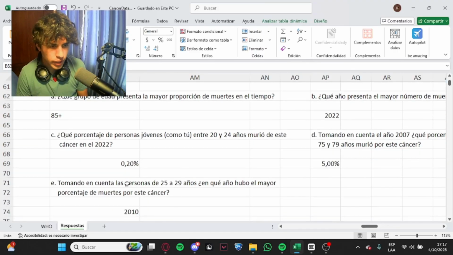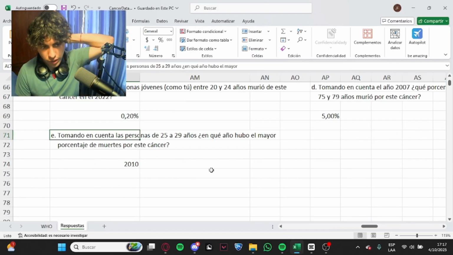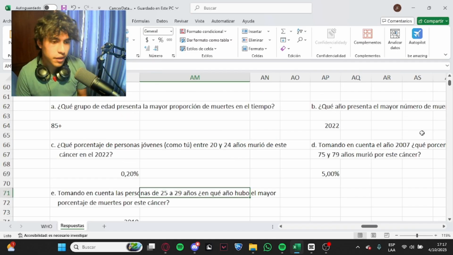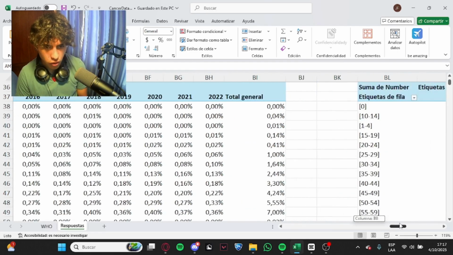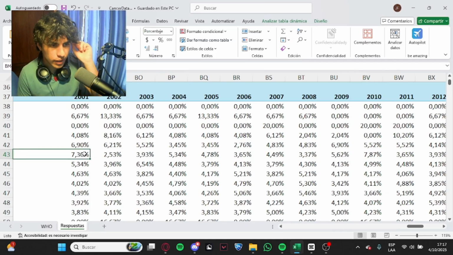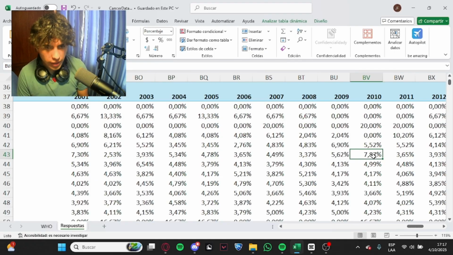And lastly, we have this question: taking into consideration the people that were from 25 to 29, in which year did they have their highest rate of death from this cancer? We see that over here. They had a 7.87, in contrast with the other ones that had a 7.30, and the rest of them were like 2, 3, 5, 4, and that was basically it.